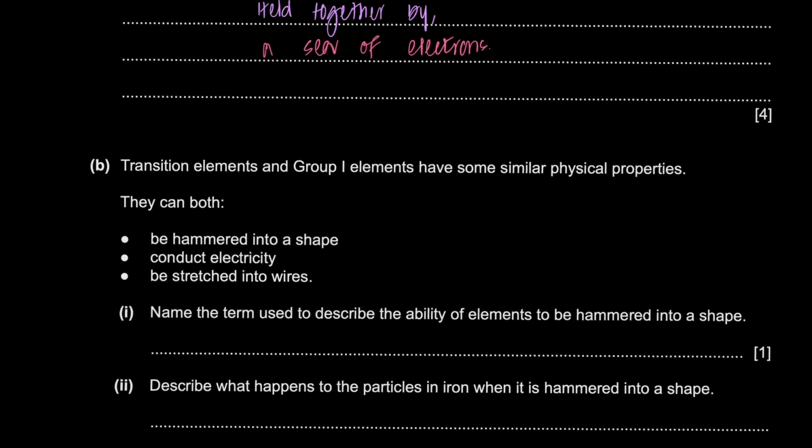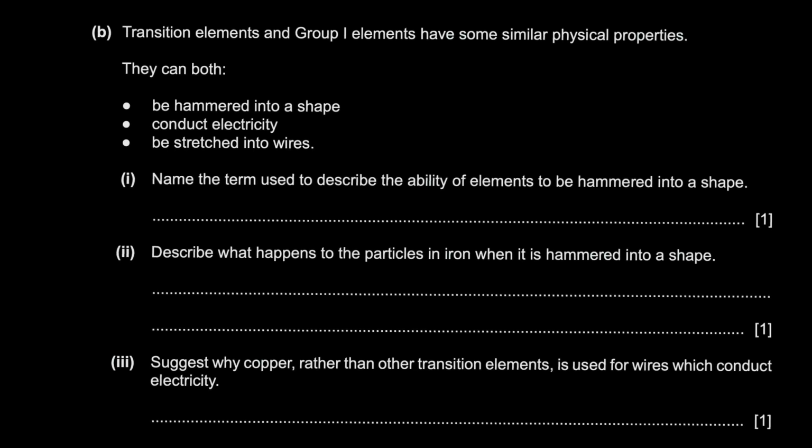Transition elements and group 1 elements have some similar physical properties. They can both be hammered into shape, conduct electricity, be stretched into wires. Name the term used to describe the ability of an element to be hammered into shape. This is just the same questions over and over again. Not really too unique. Malleability. At this point I know the spelling.